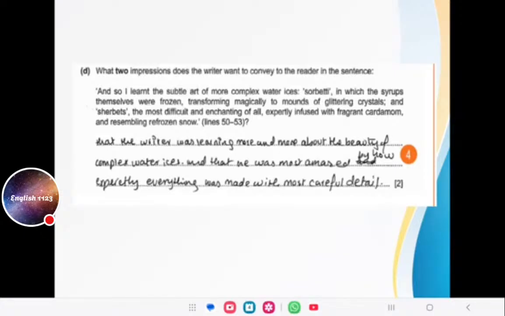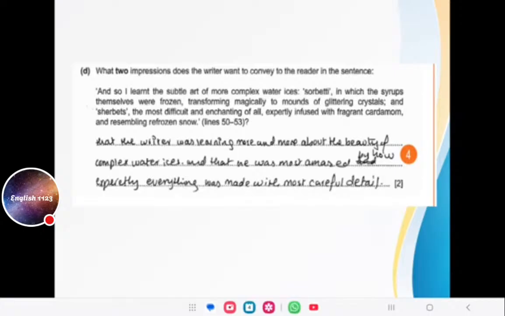Now, next one. What two impressions does the writer want to convey to the reader in the sentence? "And so I learned the subtle art of more complex water ices, sorbetry, in which the syrups themselves were frozen, transforming magically to mounds of glittering crystals, and sherbets, the most difficult and enchanting of all, expertly infused with fragrant cardamom and resembling frozen snow." If I read this, I can find many different impressions here. Let's give it a try.